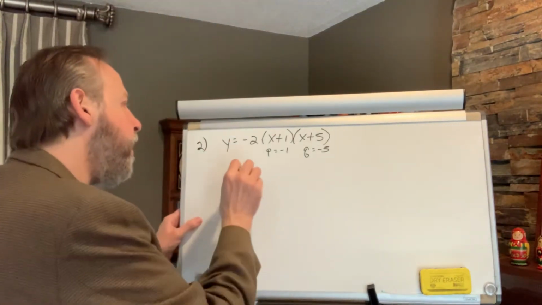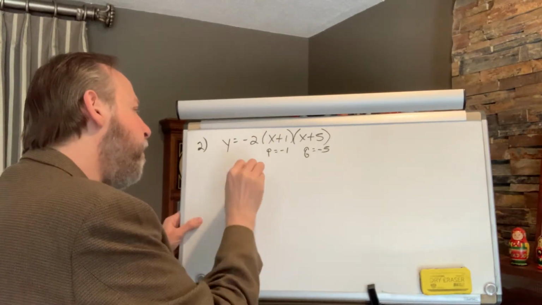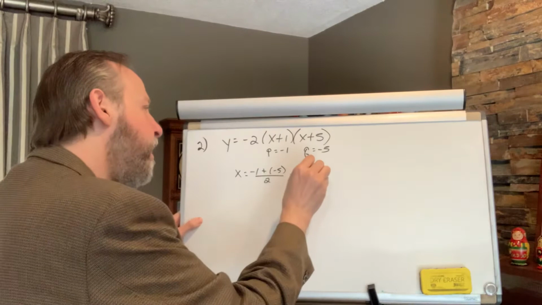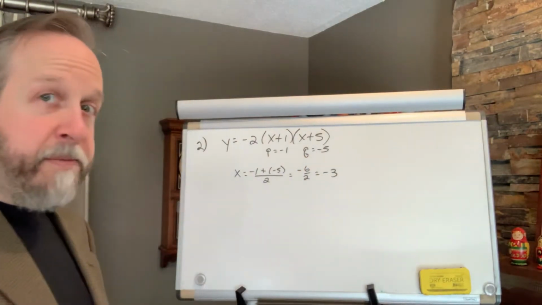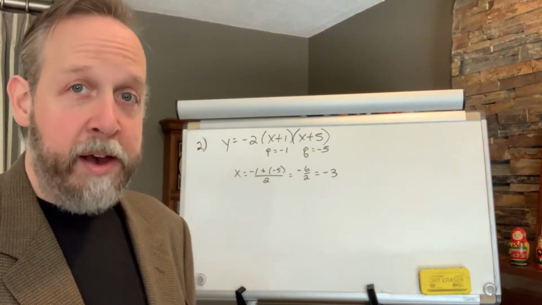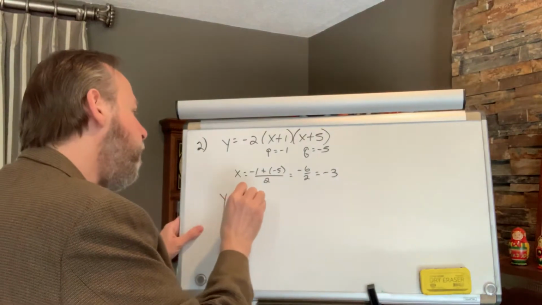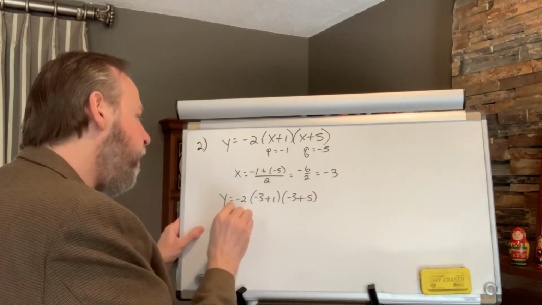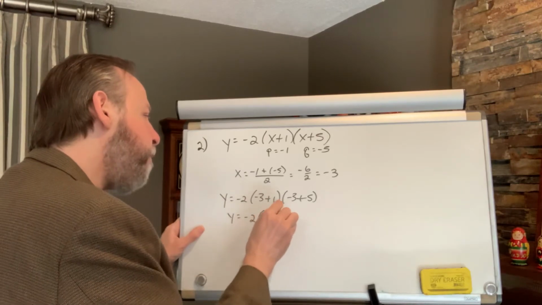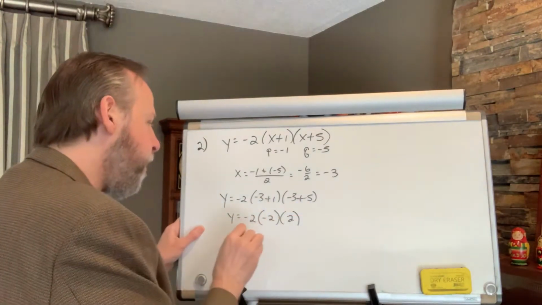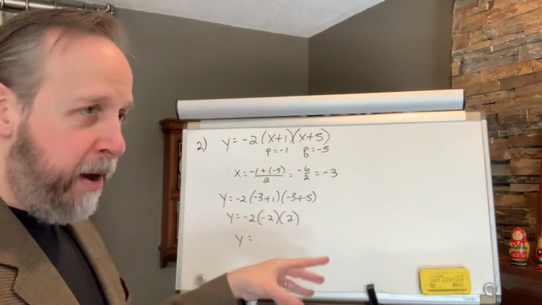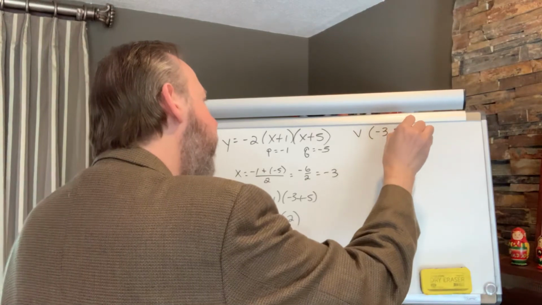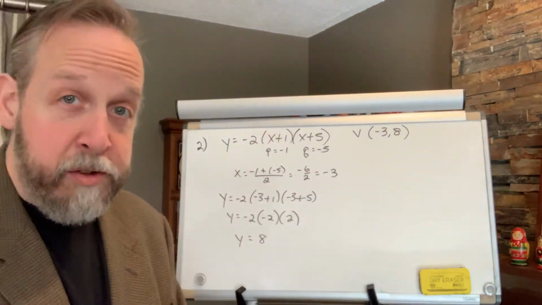We find the x value of the vertex by adding them together. So x equals -1 plus -5, and we find their average by dividing by 2. That's -6 over 2, which is -3. So we found the x value of the vertex. Now we plug it in to find the y value of the vertex. y equals -2 times (-3 plus 1) times (-3 plus 5). In the parentheses, we have -3 plus 1, that's -2. We have -3 plus 5, that's +2. -2 times -2 times +2 is 8. So the vertex has been identified at (-3, 8).